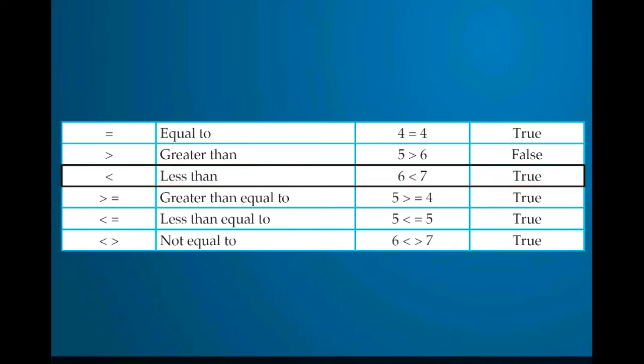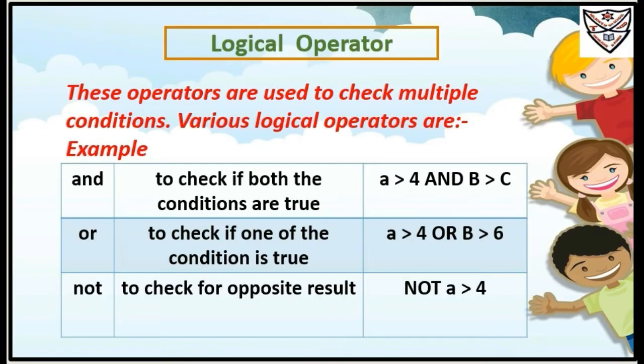6 less than 7. Yes, it's true. Greater than or equal to. We can write 5 greater than or equal to 4. Yes, it is true. Less than or equal to. 5 less than or equal to 5. It's true. Not equal to. 6 not equal to 7, written as greater than or less than. That's true.